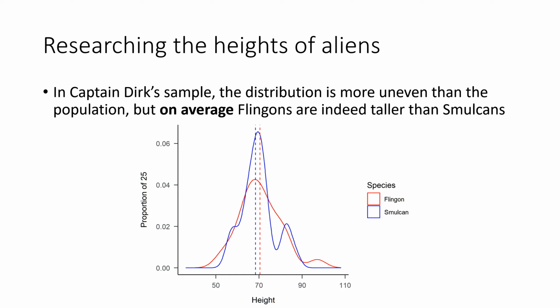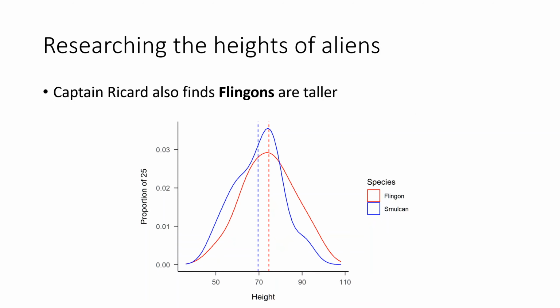Our first captain, Captain Dirk, creates a density plot like the one we looked at before, but this time he's only looking at 25 of each. These plots aren't nearly as pretty; they're much more jagged and not as symmetrical looking. But what we do see here is that on average in his sample, Klingons tend to be a bit taller than Smolkans. Captain Ricard also obtains a similar result. He doesn't get the exact same mean heights or the same distributions as Captain Dirk, but he also sees that in his sample, Klingons tend to be a bit taller.